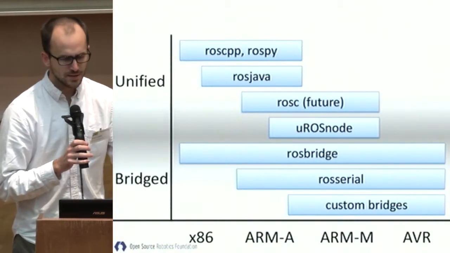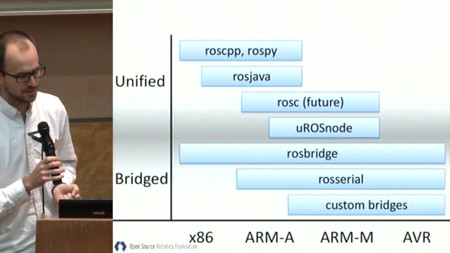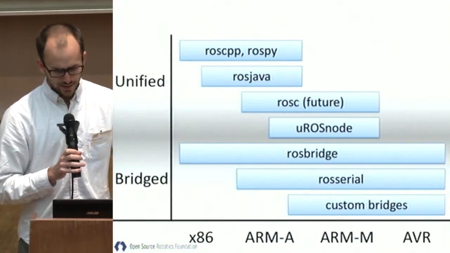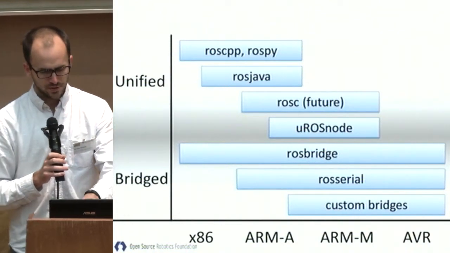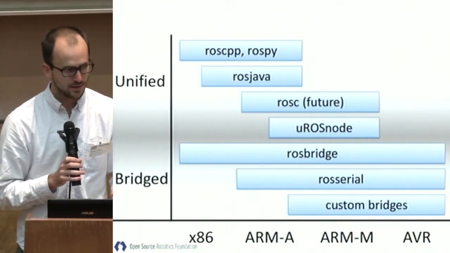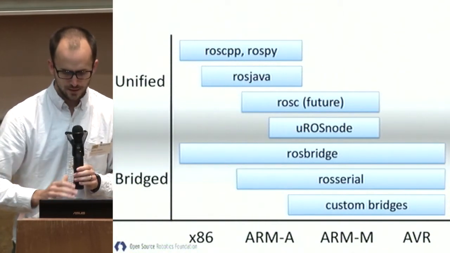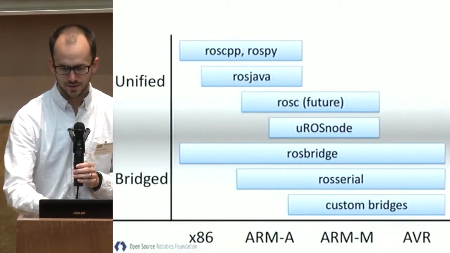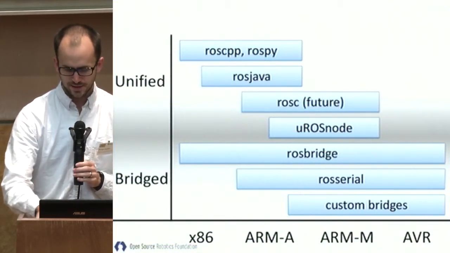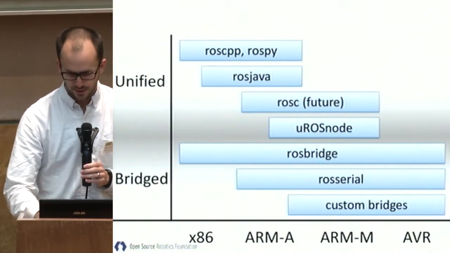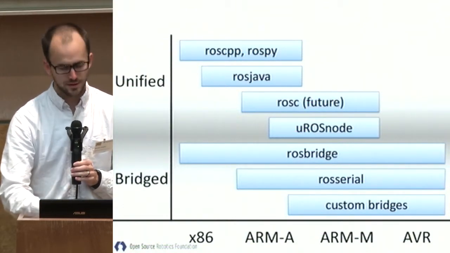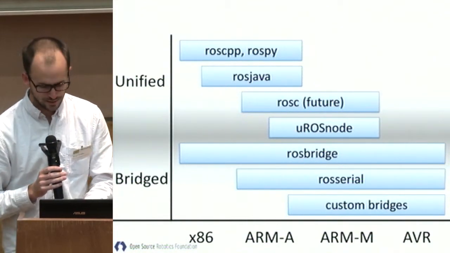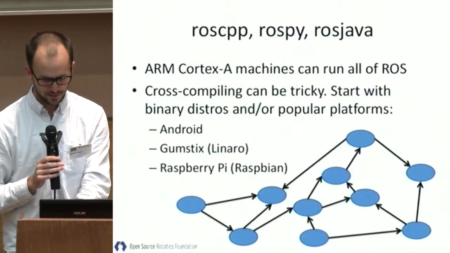On the very top, the unified, we have the prototypical ROS C++, ROS CPP, ROS Python, ROS Java for Android. Then as you come down, we have the ROS C project, which we'll hear about next, and the micro-ROS node we've just heard from. Now as we start to cross the gap into where things become more bridged, there's the ROS Bridge, which is amazingly applicable to a whole range of things; ROS Serial, which targets the smaller end of things; and the custom bridges, which are commonly done to target proprietary or otherwise unusual setups, there on the lower right.